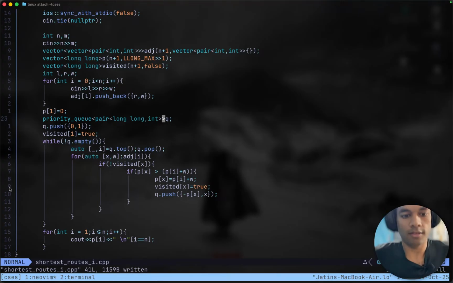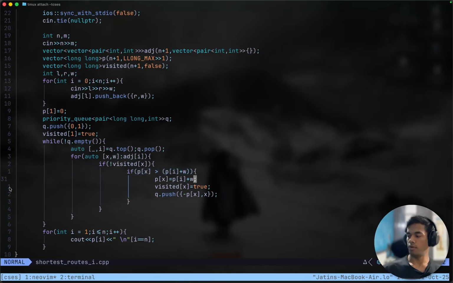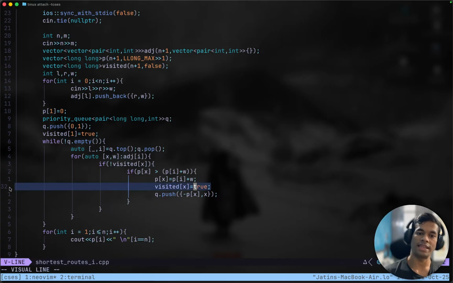There is something wrong with this. We are not outputting the correct value. If not visited X, then check, are we reducing the distance by going to X? And if we are, then reduce the distance to go to X. And X is of course not visited. Yes, there is an obvious mistake. Okay, X is not yet visited.